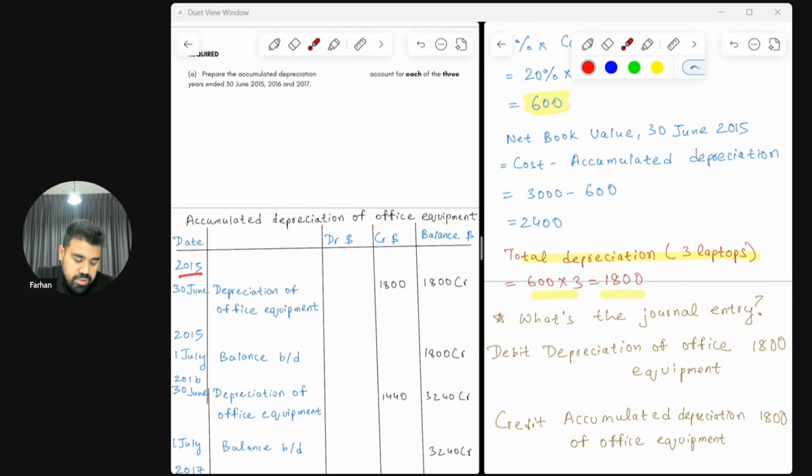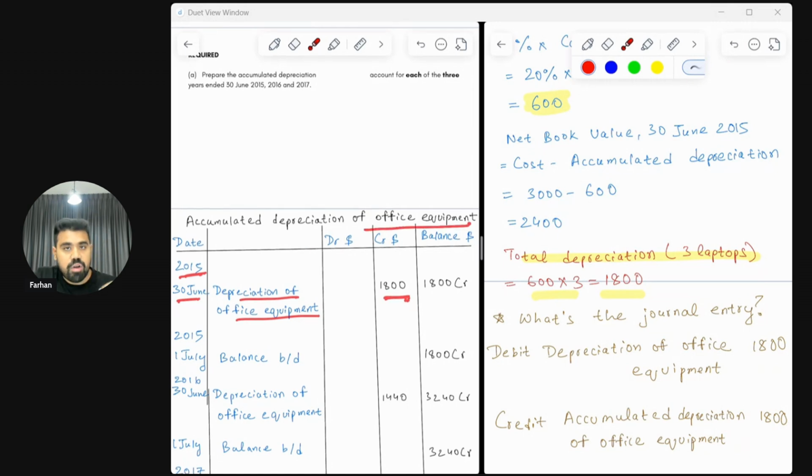Now, in 2015, 30 June, you can see that I'm recording depreciation of office equipment, and that's $1,800. Now, how does this relate to the journal entry? In the journal entry, we debited the depreciation expense account, but we credited the accumulated depreciation account, right? What does that mean? That means when you want to post this entry within the accumulated depreciation office equipment account that we have got here, you need to show this $1,800 on the credit side based on the journal entry where we had to credit the accumulated depreciation account.